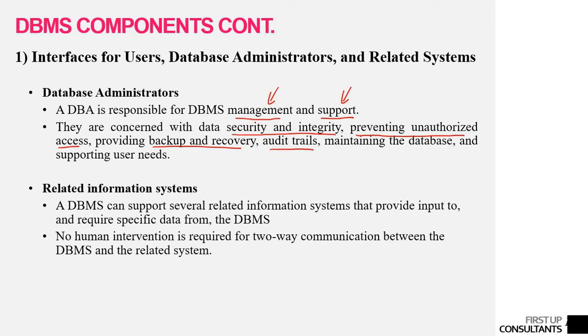And then we have the related information system. Okay, so a DBMS can support several related information systems that provide input to and require specific data from the DBMS. So no human intervention is required for two-way communication between the DBMS and the related system. This is basically system to system. Okay, so we do not need any human intervention between the system and the system.